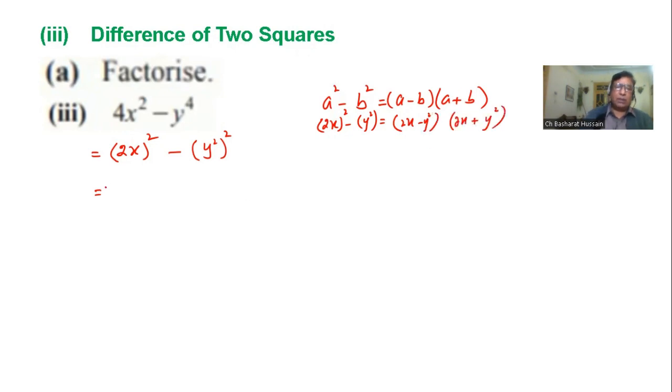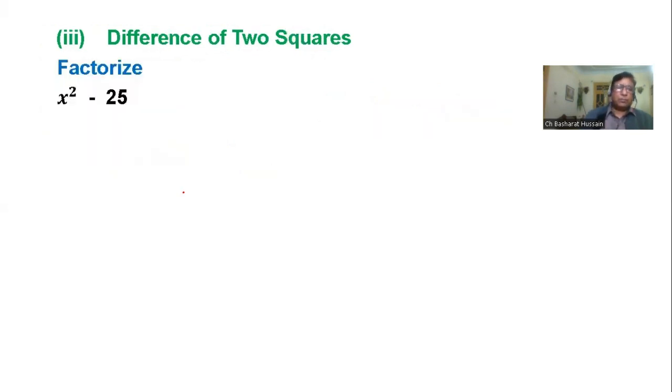This is the factorization. Now I reproduce it over here: 2x minus y square, 2x plus y square. So this is the factorization, the third method of factorization, that is difference of two squares.